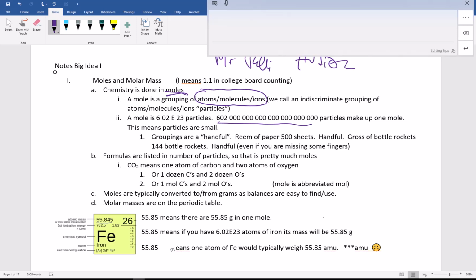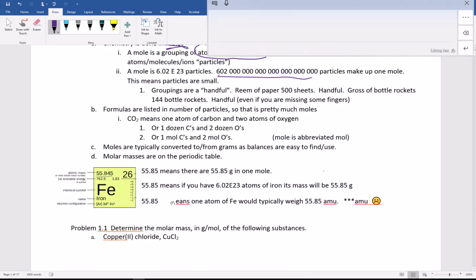The groupings are, this is made up by me, and it works really well, a handful. If I have a ream of paper, that's 500 sheets, that's a handful. If I have a gross of bottle rockets, that's 144, that's a handful, okay? Formulas are listed in number of particles, so that is pretty much moles. CO2 means 1 atom of carbon and 2 atoms of oxygen. Or it would be a dozen and a dozen, or a mole and a mole. But really, this is what we're going to use almost all the time.